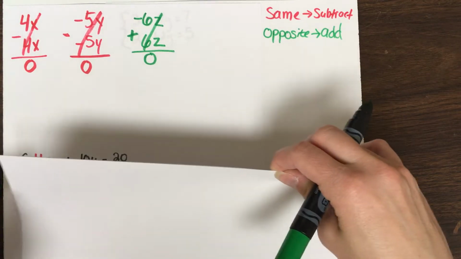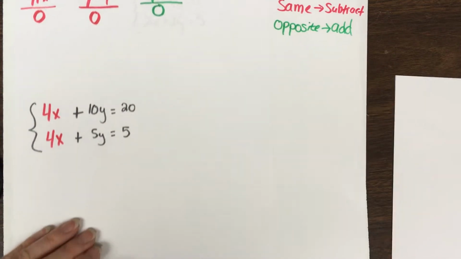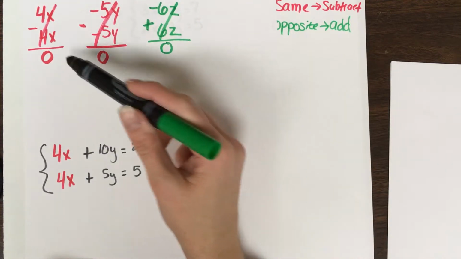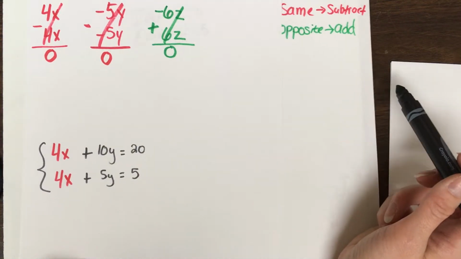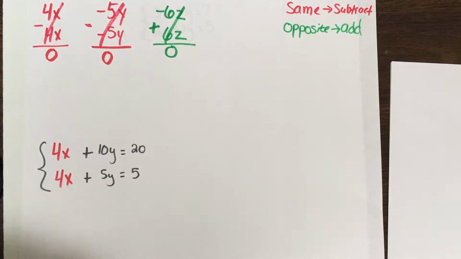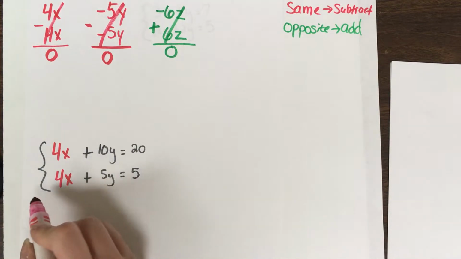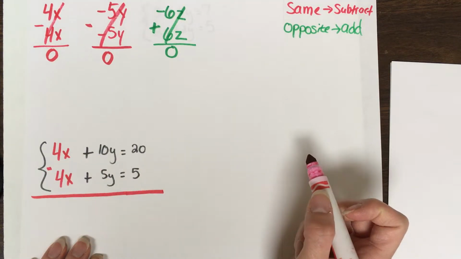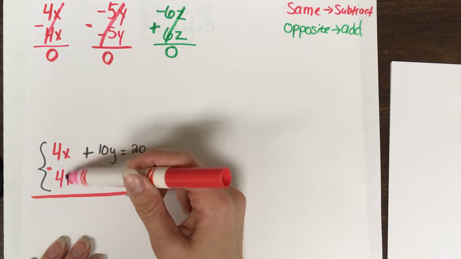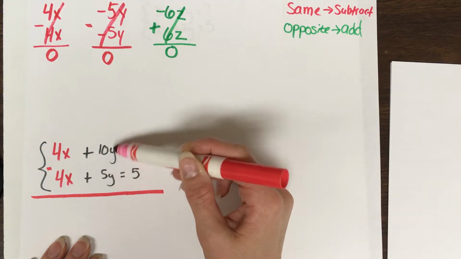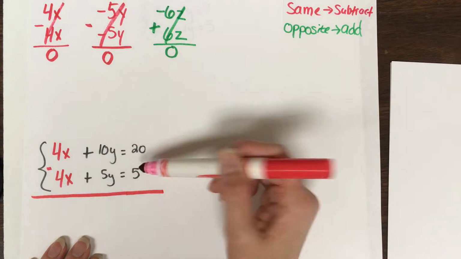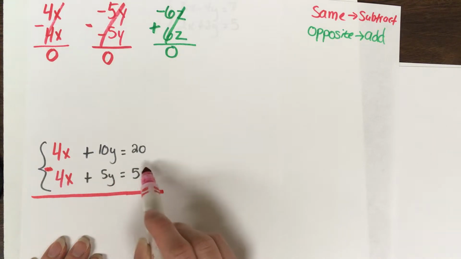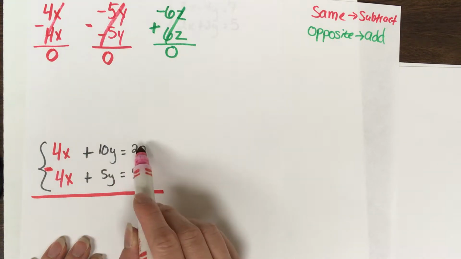So what this looks like when we have a system of equations, where here we have 4x and 4x, what we did up here, they were the same numbers, so to make that equal 0 or to be eliminated, we subtract. So what you end up doing is you subtract your two equations together. Now in order for this to happen, you have to have your x's lined up with x's, y's lined up with y's, equals, and then your constants lined up.